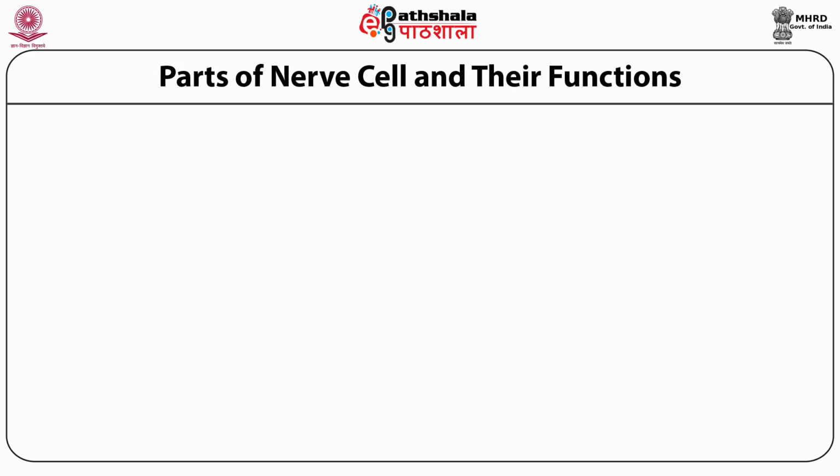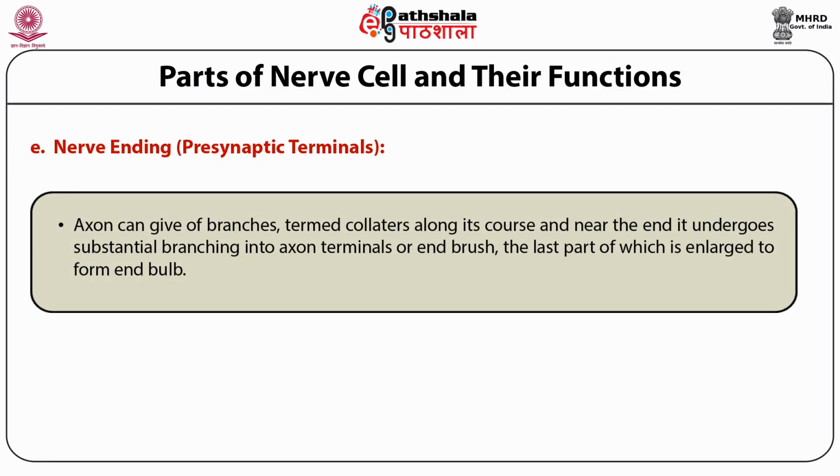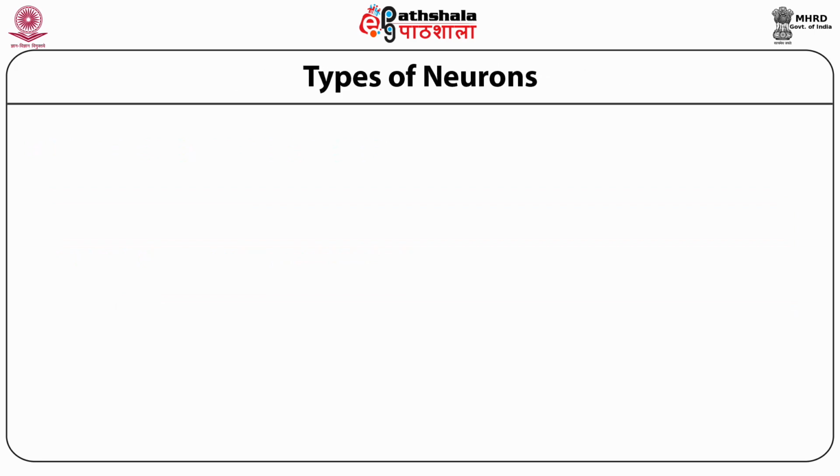The next are nerve endings, also called presynaptic terminals. Axons give rise to branches termed collaterals along their course, and near the end they undergo substantial branching into axon terminals or end brush, the last part of which is enlarged to form an end bulb. Types of neurons.